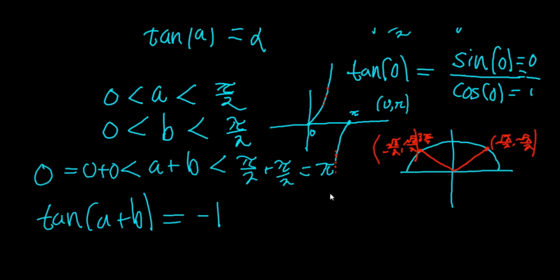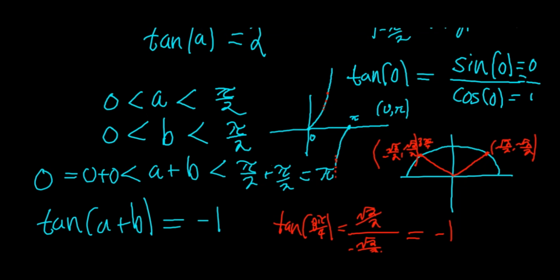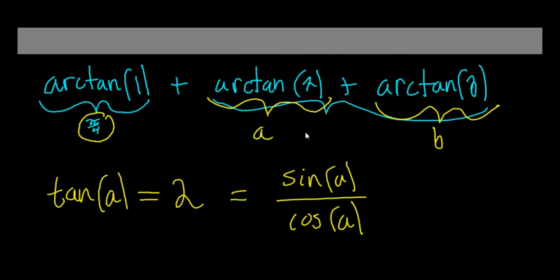And this tells us that the tangent of 3 pi over 4 is equal to square root of 2 over 2 divided by negative square root of 2 over 2, which is equal to negative 1. So we found the unique angle in between 0 and pi such that the tangent of that angle is equal to negative 1. And therefore we found A plus B. A plus B has to equal 3 pi over 4.